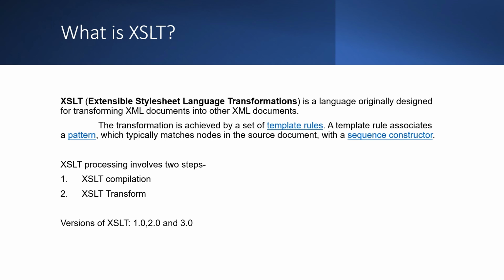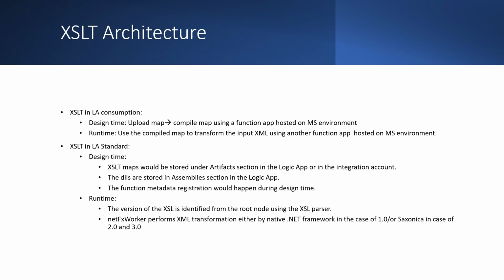So XSLT processing involves two steps. One is XSLT compilation, which compiles the style sheet and generates compiled code, and the other is XSLT transform, which transforms the input XML using the above generated compiled code. There are different versions of XSLT available, the latest being 3.0, which has new features including streaming support, and support for maps, arrays, and sequences. XSLT is a vast subject, and in this session, we'll not be going in depth on the structure and format of XSLT.